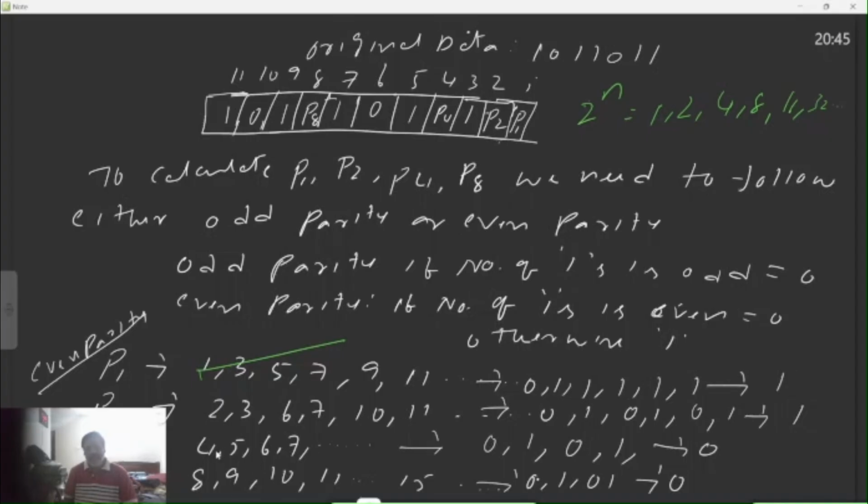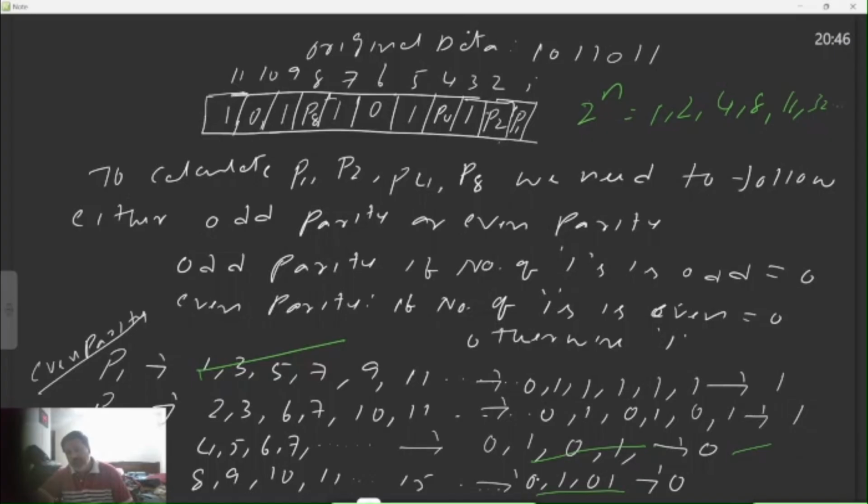Let's come to P4. P4 is 4, 5, 6, 7. By default the fourth bit is 0, the fifth bit is 1, the sixth bit is 0, and the seventh bit is 1. Here the number of ones is even because we have two ones, so the resultant is 0. Finally P8: 8, 9, 10, 11. We have only 4 bits here because the data ends at 11. The 8th bit is 0 by default, which we are going to find out, the ninth bit is 1, the 10th bit is 0, and the 11th bit is 1. Here also we have an even number of ones, so the resultant is 0. The final answer is 0.